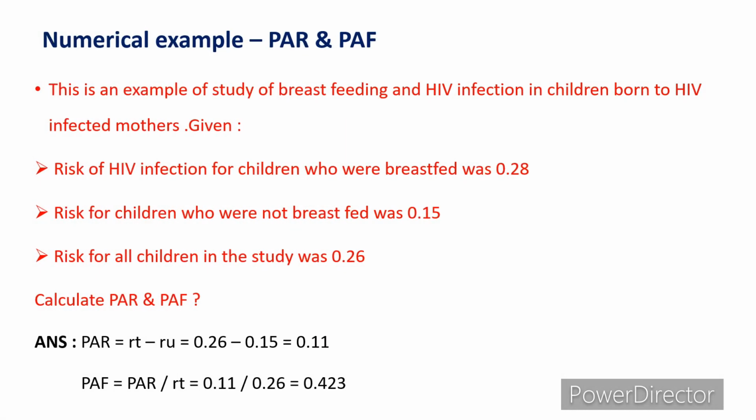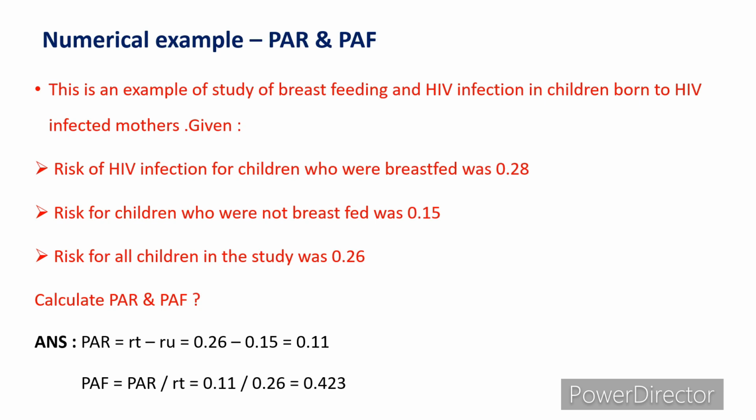Let's see an example for PAR and PAF. This is an example of a study of breastfeeding and HIV infection in children born to HIV infected mothers. The data given was: risk of HIV infection for children who were breastfed was 0.28. Risk for children who were not breastfed was 0.15. And the risk for all children in the study was 0.26. That is the risk of total population. So now calculate the population attributable risk and population attributable fraction.